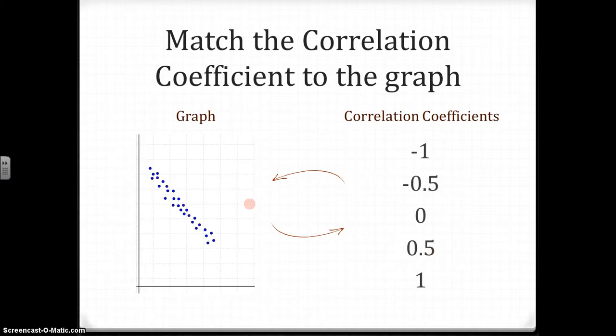Okay, on this one, what's the first thing you notice? It's going in which direction? It's going down. So it is a negative correlation. So that means our correlation coefficient is going to have a negative number in it. And then, are they really close together or far apart? Really close together, so it is negative 1.